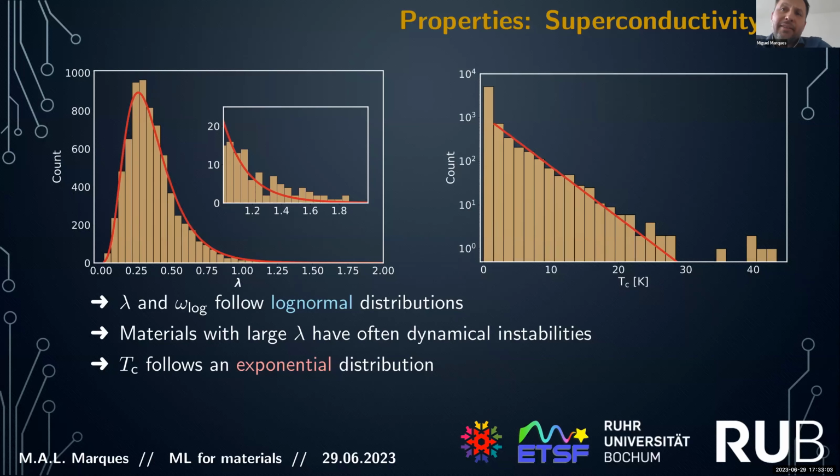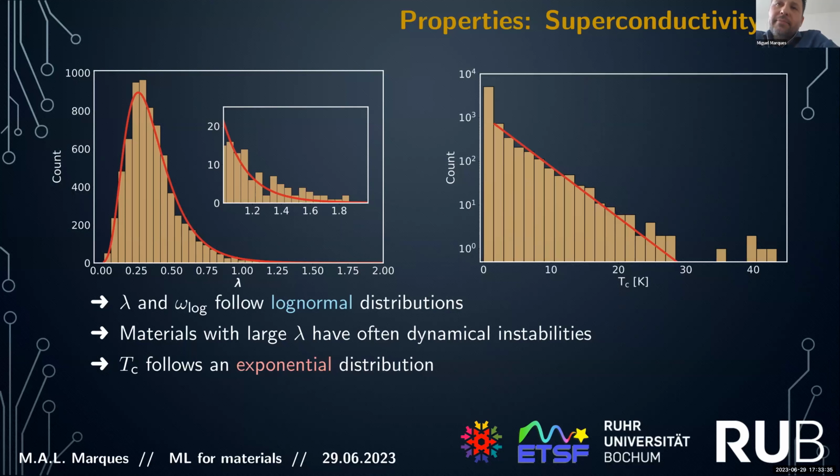This fat tail, if we assume that it's actually the tail from a log normal distribution, should lead to materials with very high TC, probably exceeding 100 Kelvin. The problem is that materials with large lambda, we know, often have dynamical instabilities, and this cuts off the tail of TC. And so you see that if we plot the distribution of the conventional transition temperature, we get something that decays exponentially.